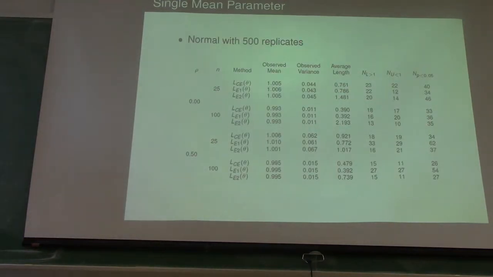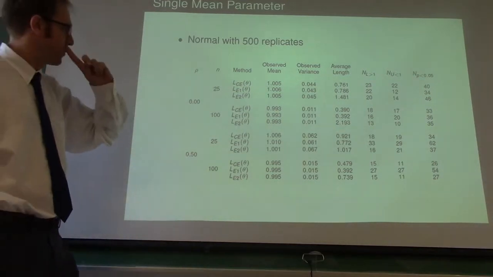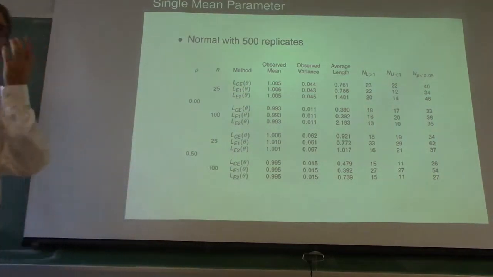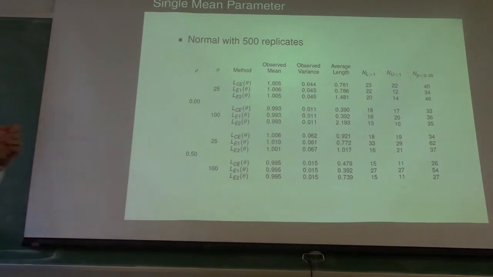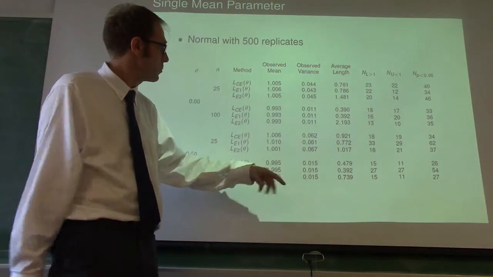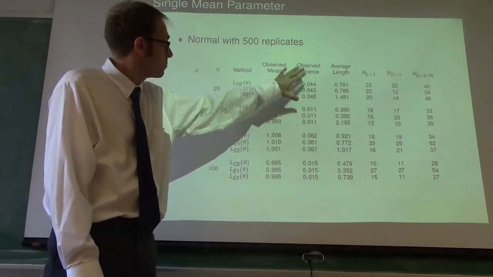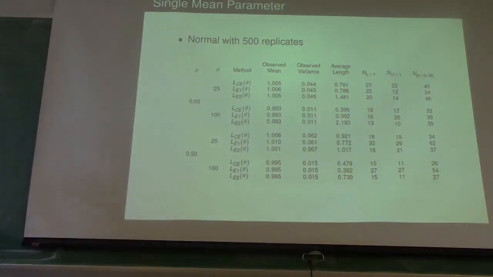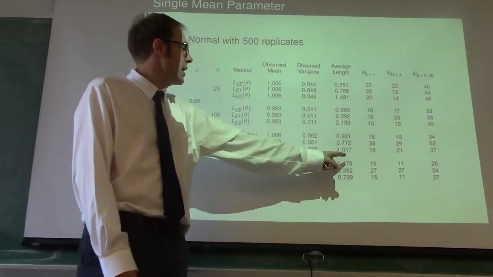So when we have uncorrelated data, the first thing to notice is all our means are lining up. We should be getting about 1. I didn't show it here, so you can trust me, and if you want, I'll show you the paper. But our observed variances are coming very close to what the theory says. The average length, I hadn't actually worked out any theory for that.